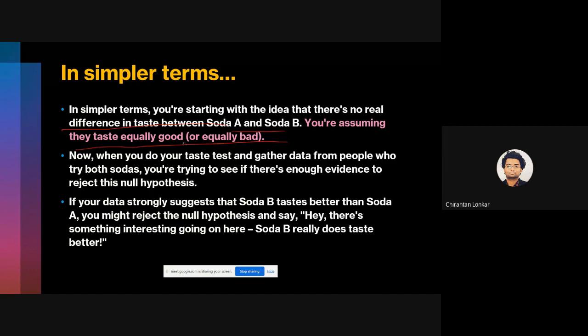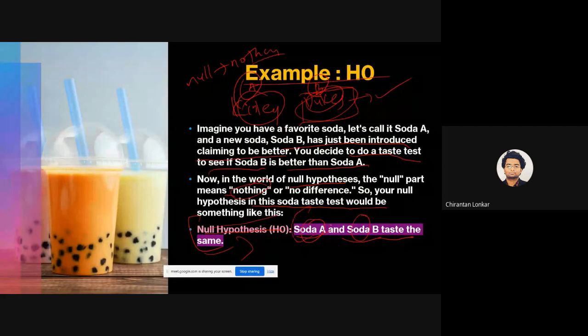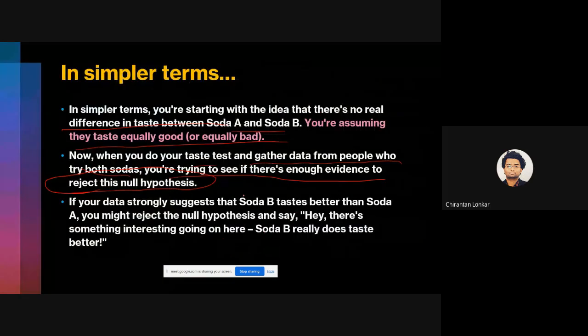So when you do your taste test and gather the data from people who try both sodas, you're trying to see if there's enough evidence to reject the null hypothesis. If I want to reject the null hypothesis, what is the null hypothesis? If I want to reject this, that hey, you know what, soda A and soda B don't taste the same, they actually taste different, and soda B is better than soda A, which means I want to reject the null hypothesis. So I have to have very, very strong evidence. OK, I can't just shoot arrows in the air, right?